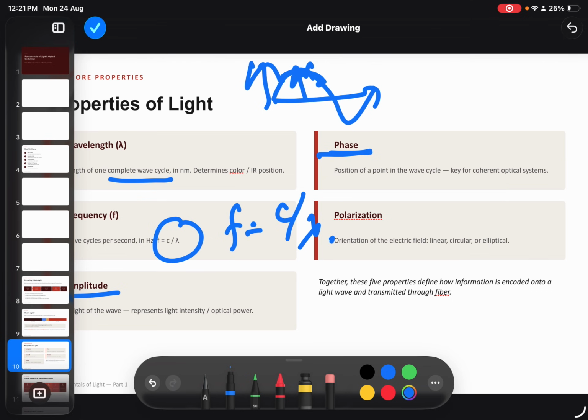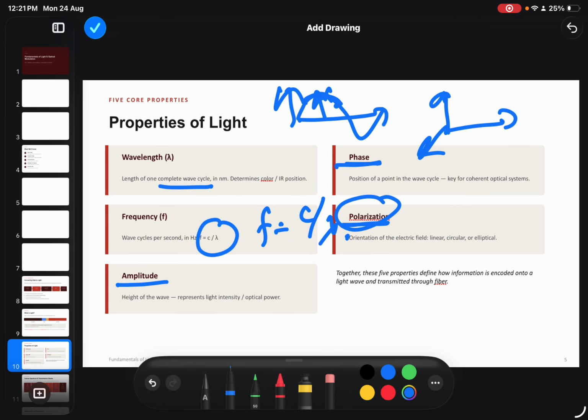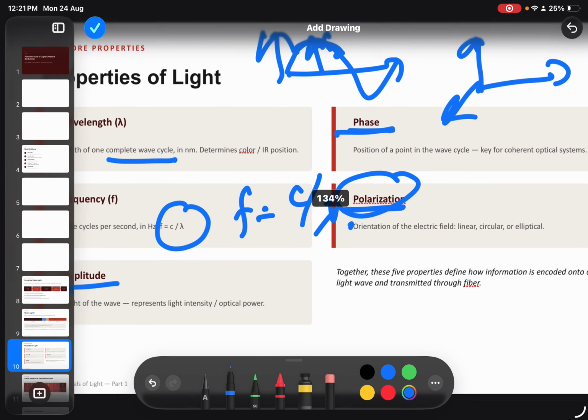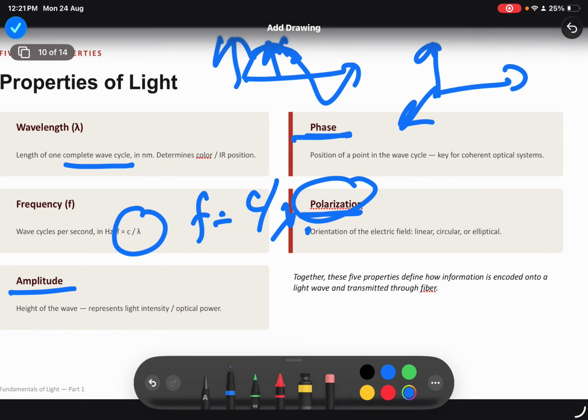Then we have the polarization. We have multiple components of the light: the XYZ components, and the orientation of the electric field, whether it is linear or circular or elliptical, is represented by something called polarization. Now all these five properties that you see here together represent all the information that is defined for the light.